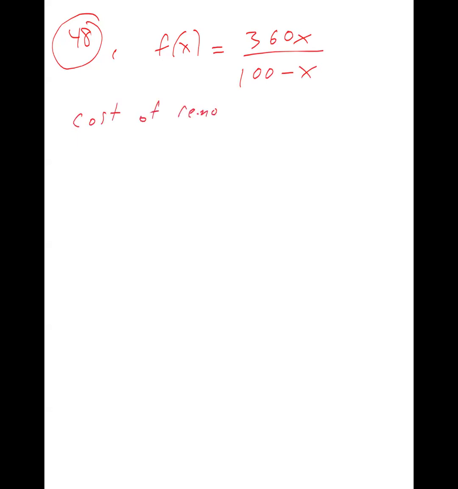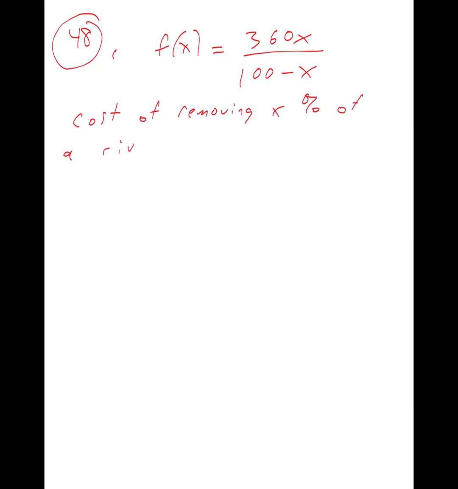So, 48 says the function f of x equals 360x divided by 100 minus x. And this is a special function that explains how much the cost is, in millions of dollars, to remove the pollution from a river. So this is the cost of removing x percent of a river's pollution.